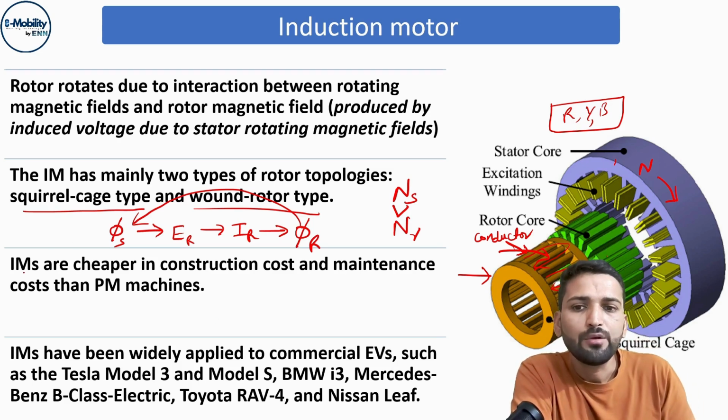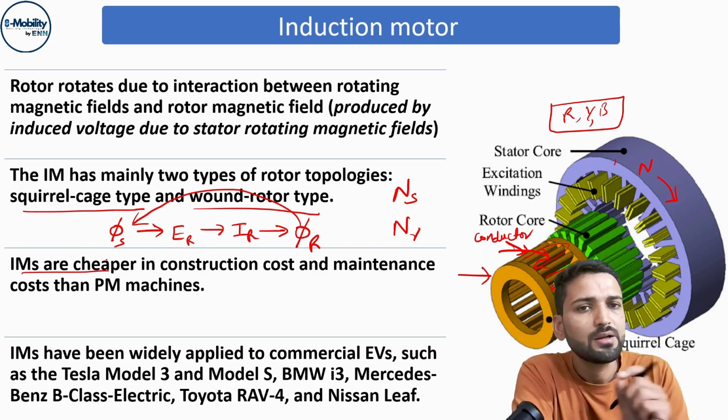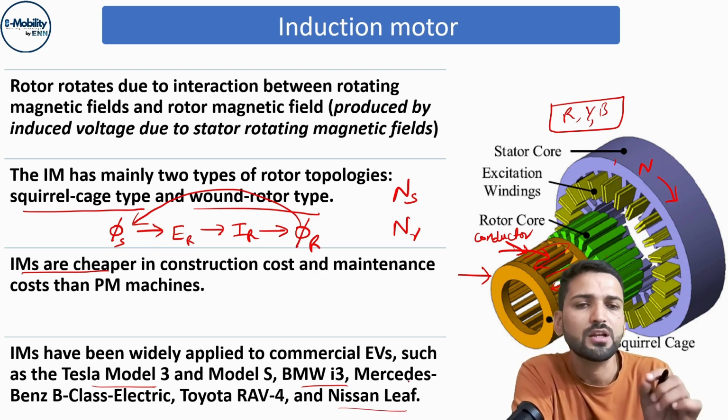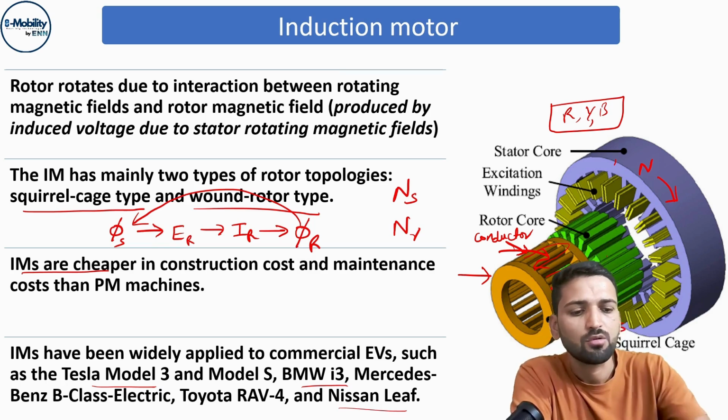So what are the benefits of the induction motor? Induction motors are cheaper in construction cost and maintenance, and due to the no use of PM, these are very cheap and robust motors. Where are these being used? These are being used in Tesla Model 3 and Model S, BMW i3, Mercedes-Benz B-Class. These are all EV vehicles which are using induction motors.